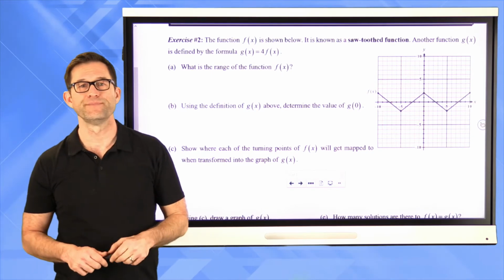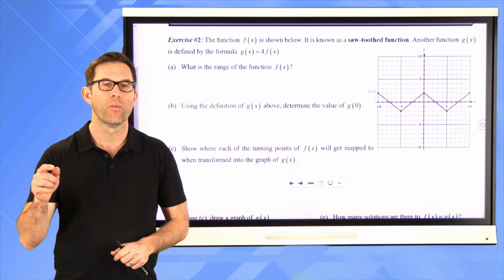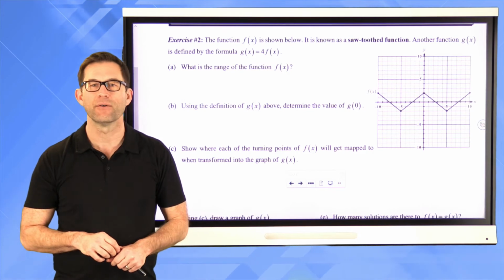Exercise number 2. The function f of x is shown below. It's known as a sawtooth function. By the way, there are many sawtooth functions. This is just one of them, but what a great name for a function. Another function g of x is defined by the formula g of x equals 4 times f of x. Great. All right, letter A. What is the range of the function f of x? All right, don't worry about g of x. What is the range of the function f of x? Why don't you go ahead and answer that question now?